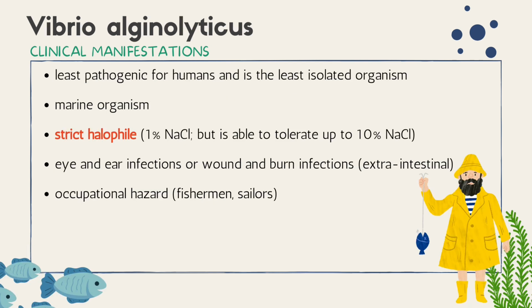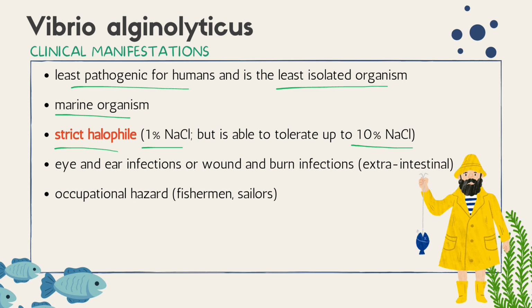So, lastly, on your Vibrio species, we have the Vibrio alginolyticus. This is the least pathogenic among your Vibrios, and it is the least isolated organism. That is why there is not much knowledge regarding this particular organism, specifically sa laboratory part. This is thought to be a marine organism and a strict halophile, which requires 1% sodium chloride or salt, but is able to tolerate up to 10% sodium chloride.